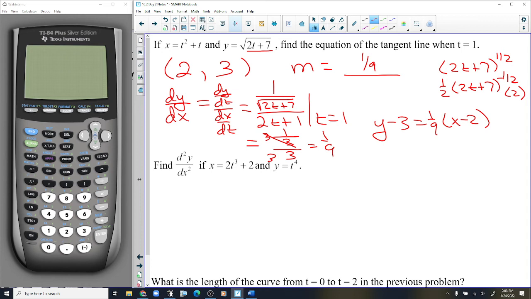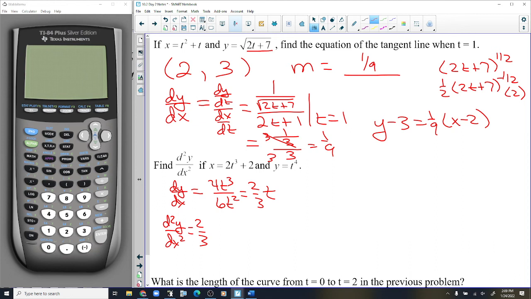Now the second derivative of this. dy/dx is 4t to the third over 6t squared. So it ends up being 2/3 t. It reduces to something pretty simple. Now the second derivative, d2y over dx2. Easy, no problem, 2/3.